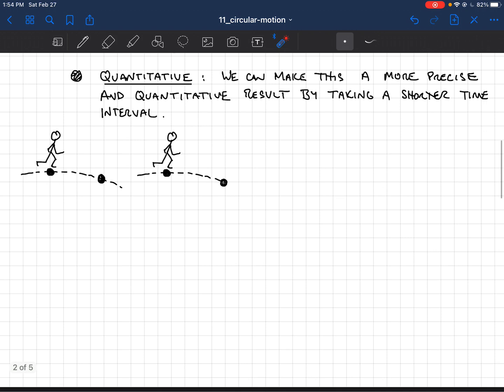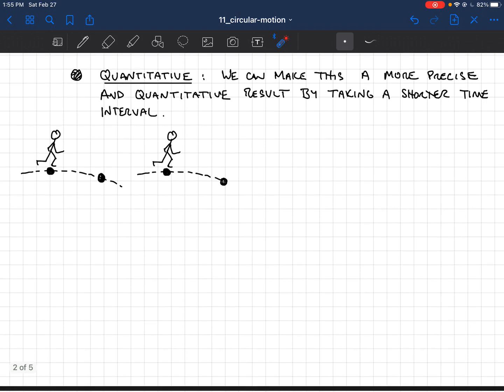So let's do it quantitatively. And we'll do it considering the runner again, but we'll take a much shorter time interval. So they just run a little bit of the way around that circle. So let me draw out a couple things on this picture. First of all, let's choose the radius of this circle. It must be something like that. So I'll call that R. And of course, this radius will be the same to this point here. So that's also R.